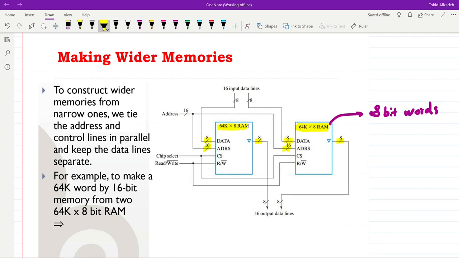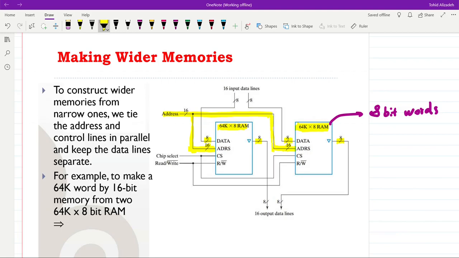Since our aim here is to extend the width of the memory, we can put two of them beside each other, one after the other one. They will receive the same address, so the address will be shared, because we are not going to increase the number of the elements, the number of the words here, but only the width. So the addresses will be shared.